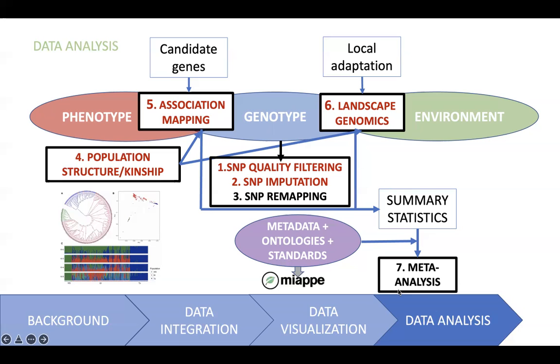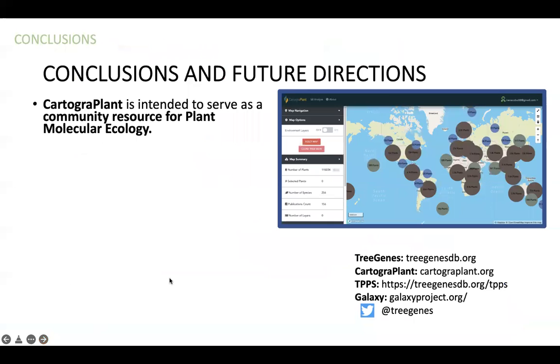So a meta-analysis is basically an analysis using the results of several studies. And it is interesting for researchers because it allows to increase the sample size and also the number of markers used for the analysis, and as a result, the association power of the analysis. This meta-analysis is possible thanks to the metadata collection in CartograPlant using these ontologies and standards. So as a conclusion, we can conclude based on all this information that CartograPlant is intended to serve as a community resource for plant molecular ecology.